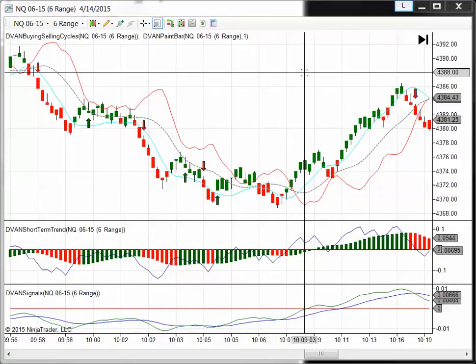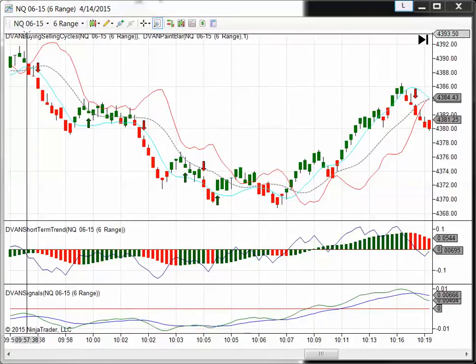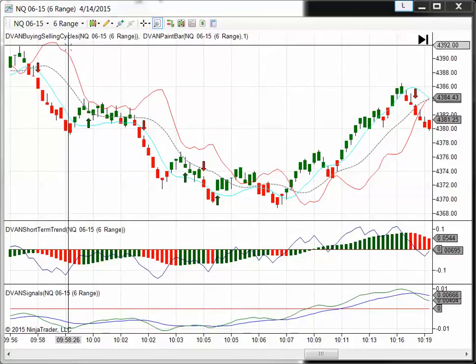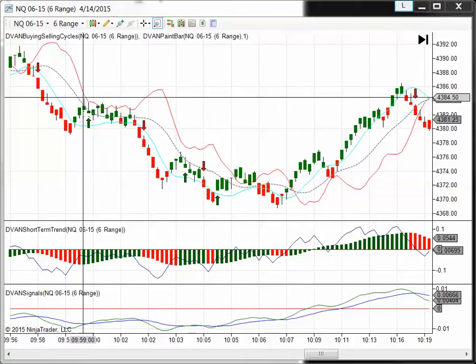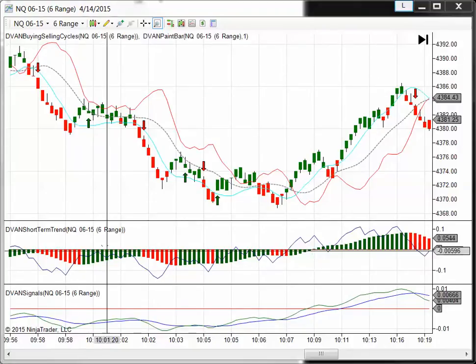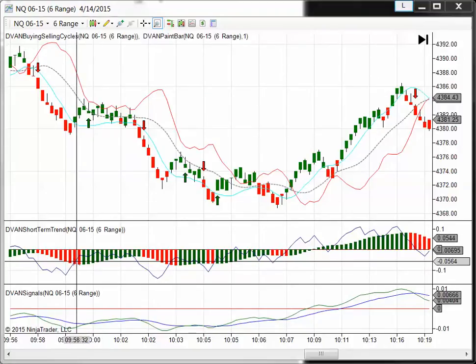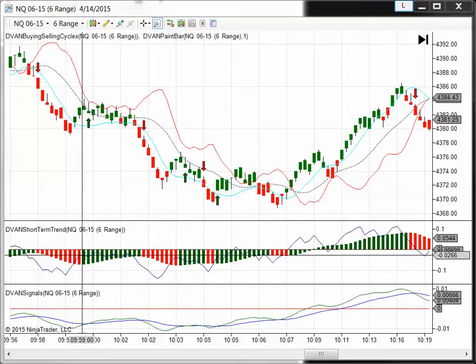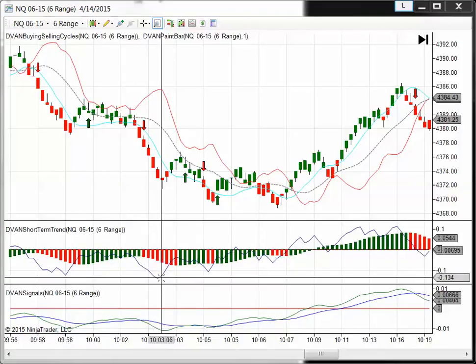Today we're looking at the NASDAQ E-mini futures on a 6-range chart. I wanted to specifically focus today on the short-term trend and how filtering trades with the short-term trend leading indicator, which is this blue line, the quicker force within the short-term trend, can reduce chop and increase probability of entering trades that have an immediate chance of moving in your favorable direction.